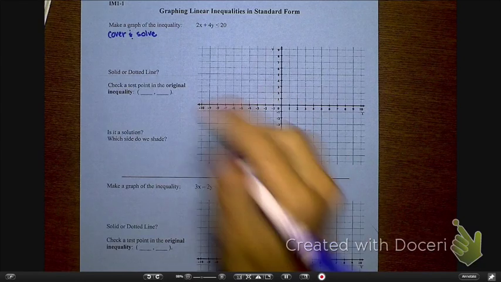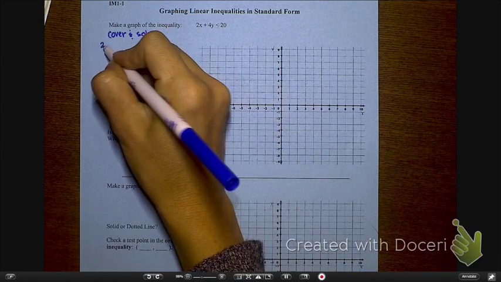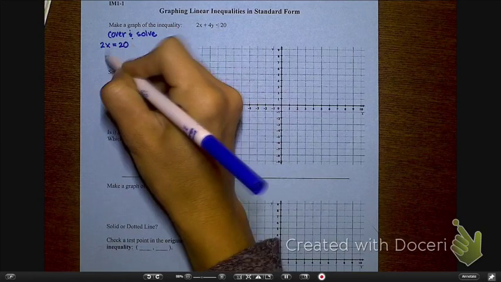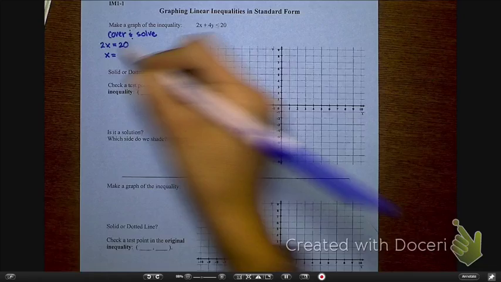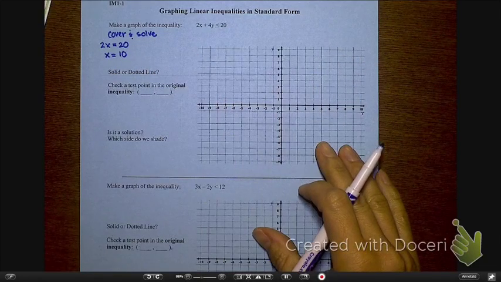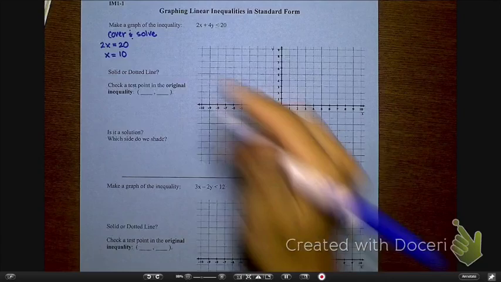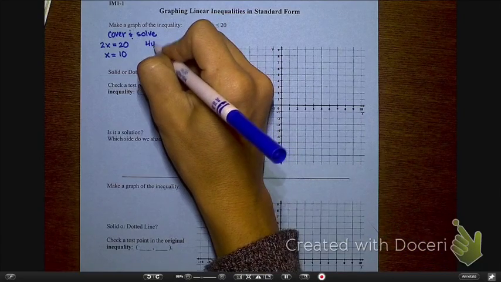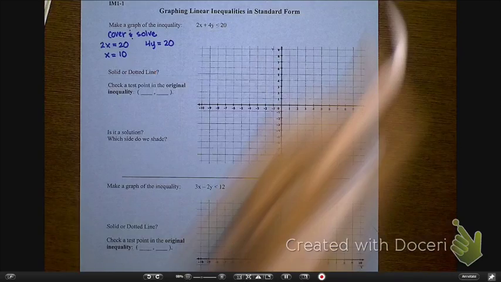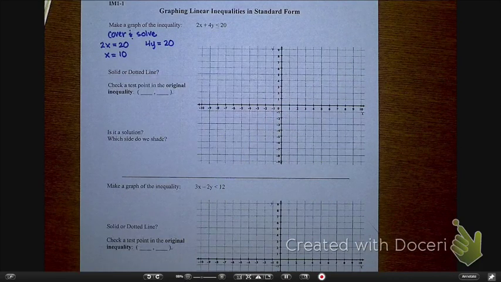So if I cover and solve for this one, I get 2x, and then on the other side I get 20. So what is my x-intercept? Okay, it's 10. All right, now when I cover and solve for the y-intercept, okay, it's not 6.